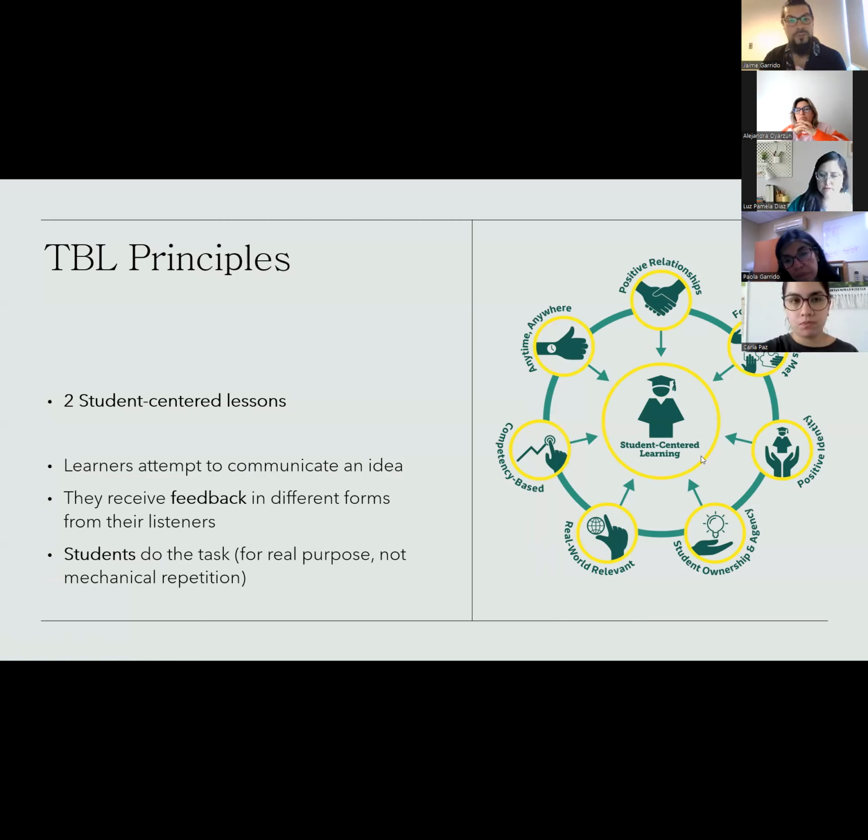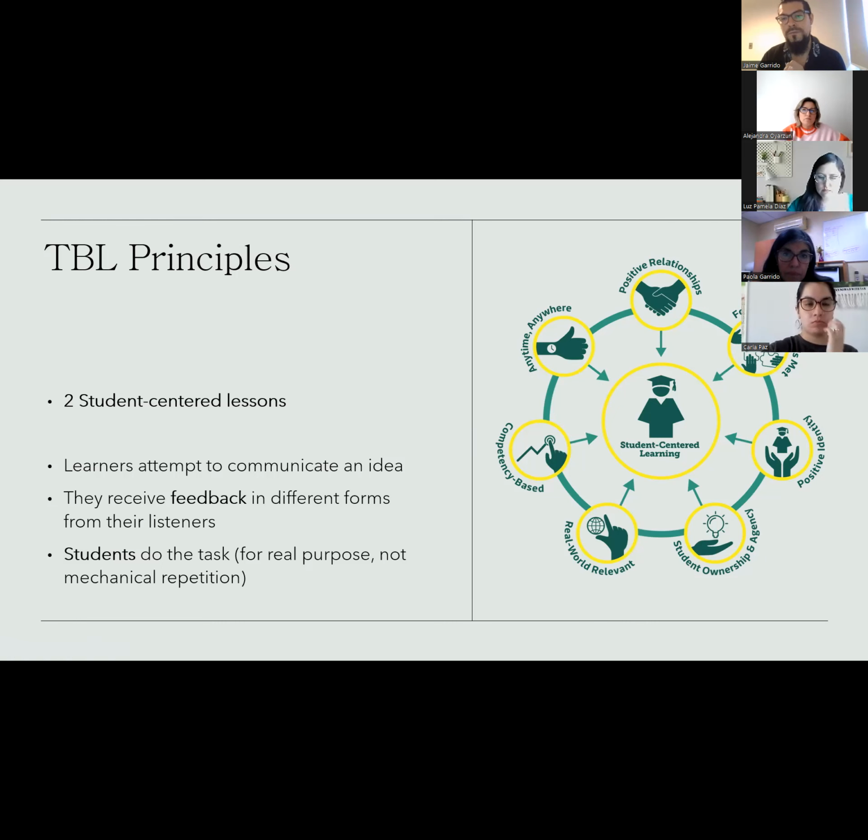As we saw, the students are given the freedom to work in groups or in pairs. They plan, they report. The teacher can be monitoring, and they are receiving feedback from their peers and from the teacher the moment they report, for example. Students do the task for a real purpose, not mechanical repetition. So that is important to highlight.